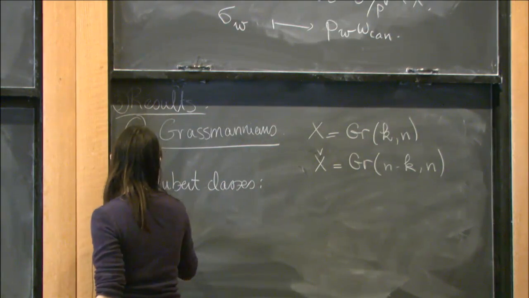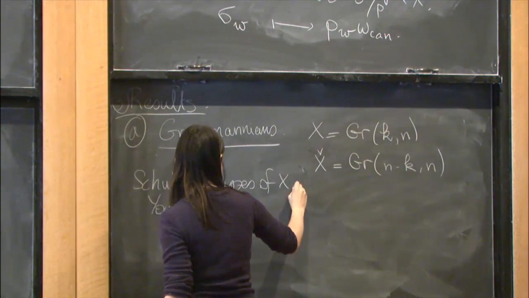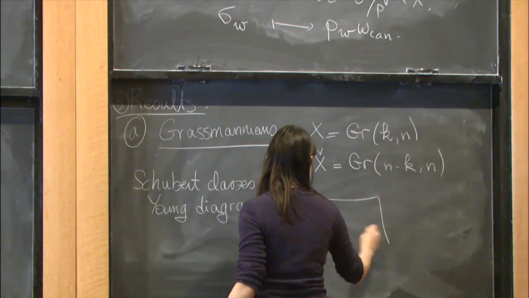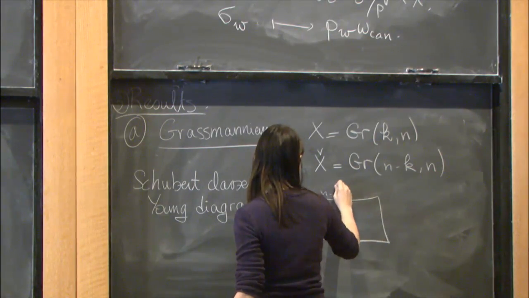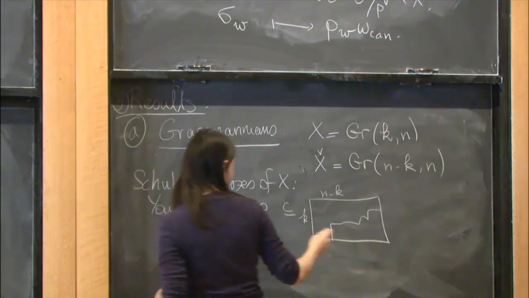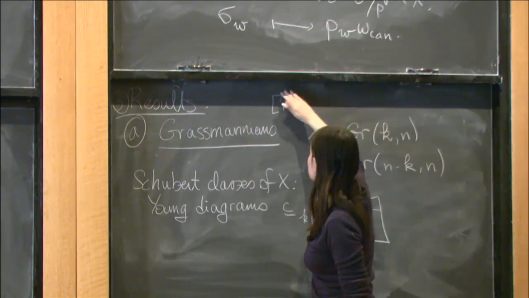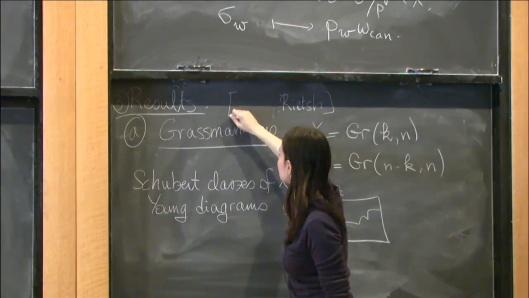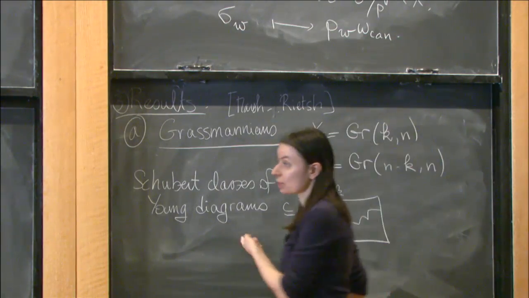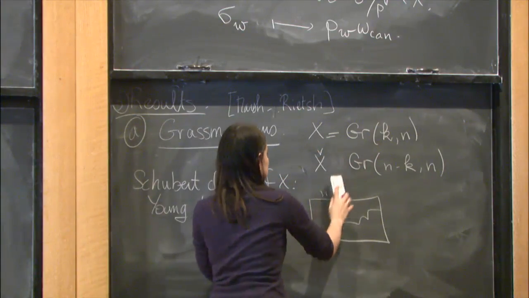The Schubert classes of X are the Young diagrams which are inside a k times n minus k rectangle. This is all resolved by Marsh and Rietsch here. And Lauren explained how from this data you also get the Plücker coordinates on the mirror.